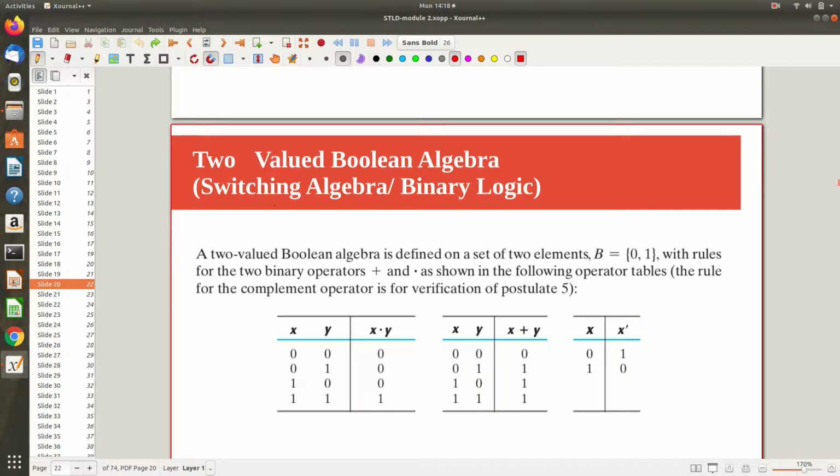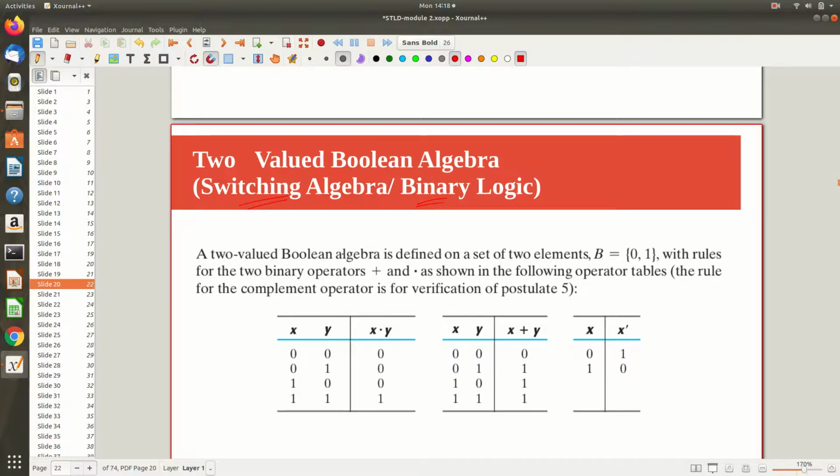So switching algebra, hope you remember, is the one that was proposed by Claude Shannon based on what was proposed by George Boole in 1854. The switching algebra was introduced in 1938, right? So after some 100 years. So this is something that has direct application with the so-called digital circuit.